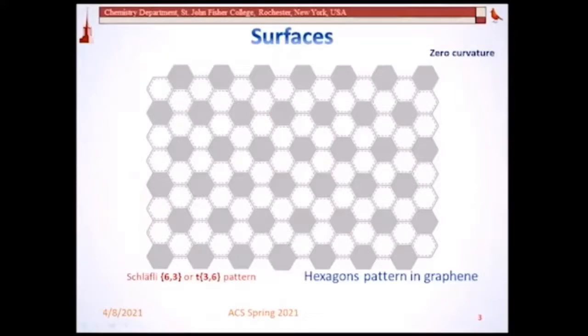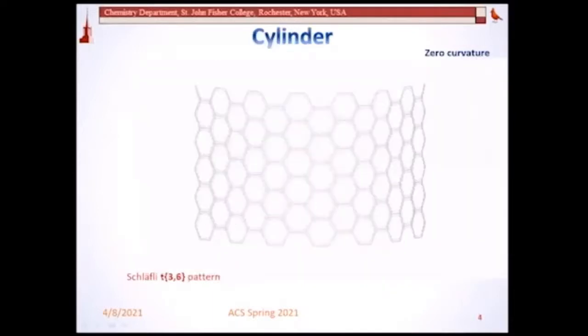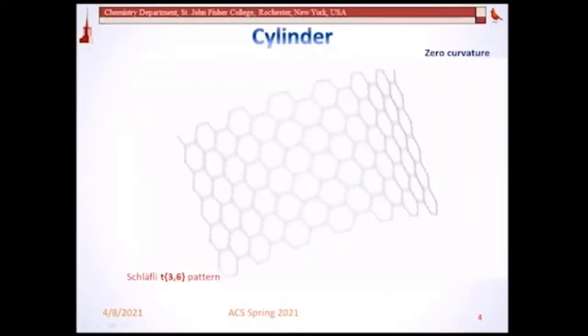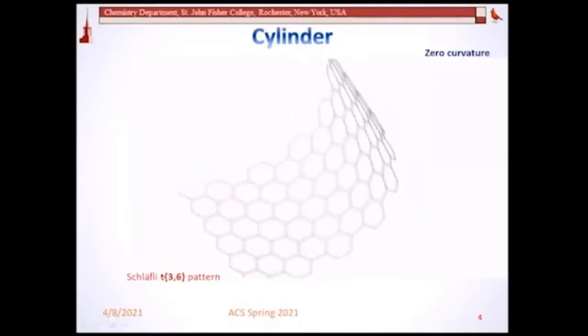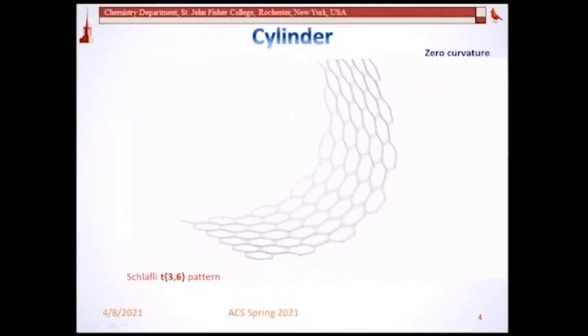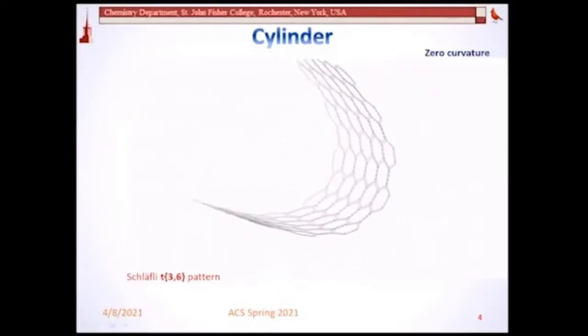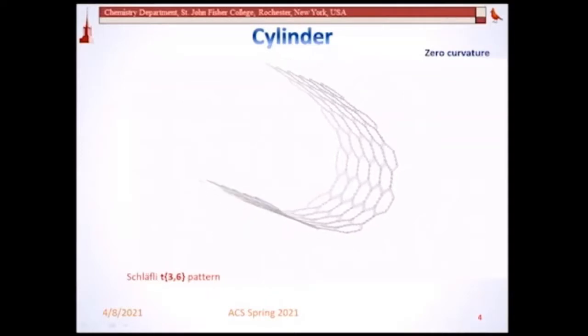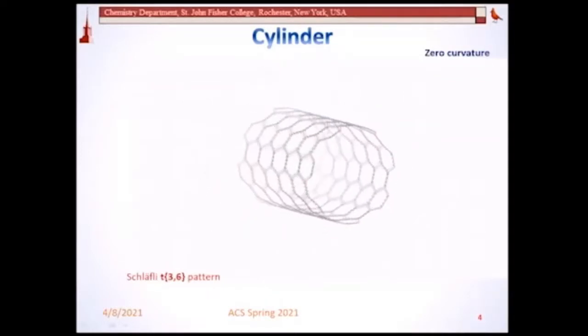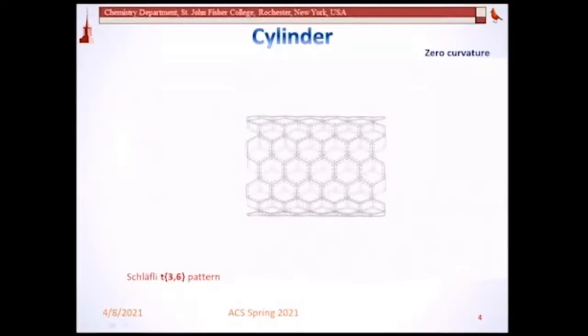And so that's the pattern we will be using for the constructions of all materials, but we will replace hexagons with pentagons and with heptagons, and we will see what happens. This is the graphene layer that is curving, and when it's curving in one direction, it creates the nanotube. And nanotube has curvature in one direction but not in the other one.